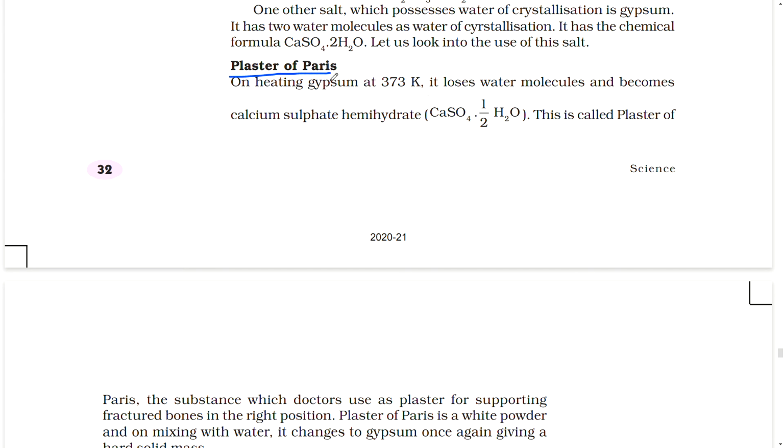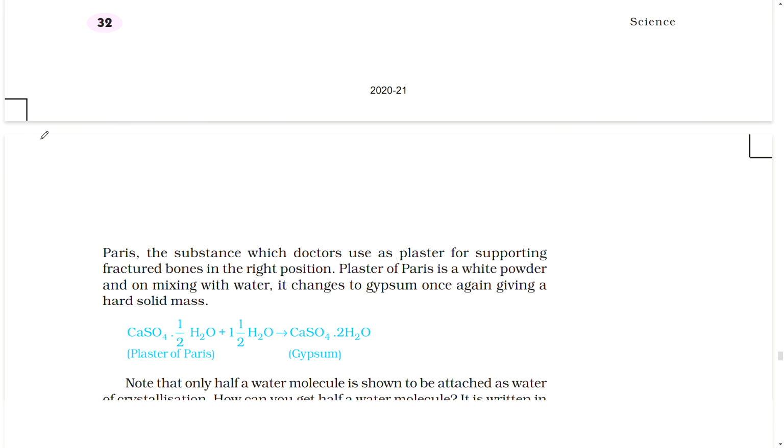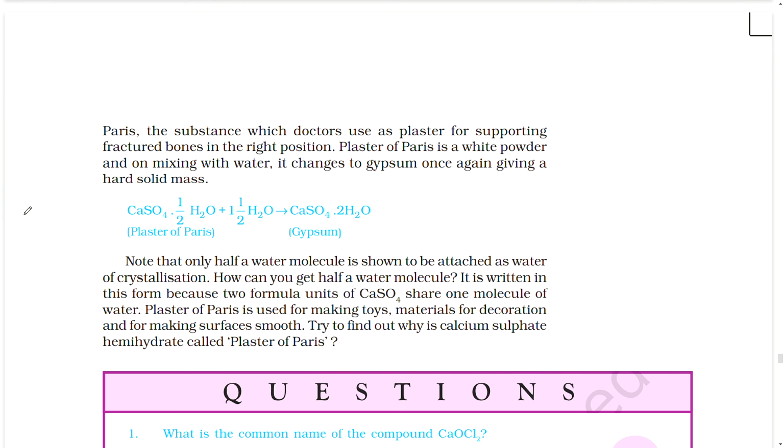Plaster of Paris. On heating gypsum at 373 Kelvin, it loses water molecules and becomes calcium sulfate hemihydrate, CaSO4·1/2H2O. This is called plaster of Paris, the substance which doctors use as plaster for supporting fractured bones in the right position.